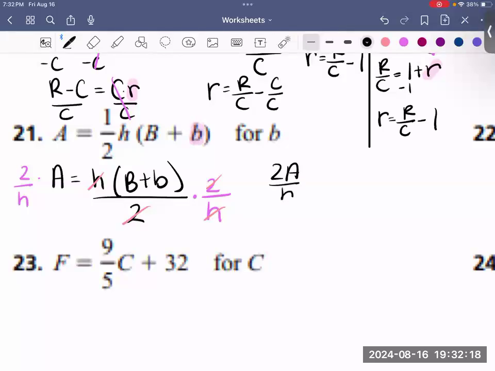So we have 2a over h is now equal to B plus little b. And we can drop your parentheses now because nothing has been accounted for. If you chose to do it one at a time, you have to keep your parentheses until the very end. Now you can go ahead and subtract your big B. So little b is equal to 2a over h minus B.